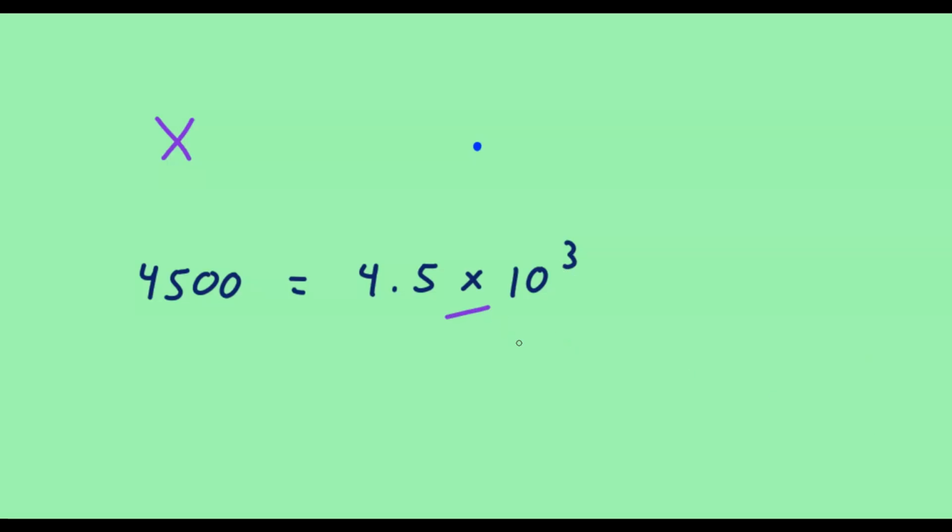Always remember that it is conventional to use the symbol cross to represent multiplication and not the symbol dot whenever we write a number in scientific notation. So if we have a number like 4,500 and we write that in scientific notation, we will write 4.5 times 10 to the power of 3, and we use this cross sign. We do not write 4.5 dot 10 to the power of 3. This is not the conventional way of writing it.